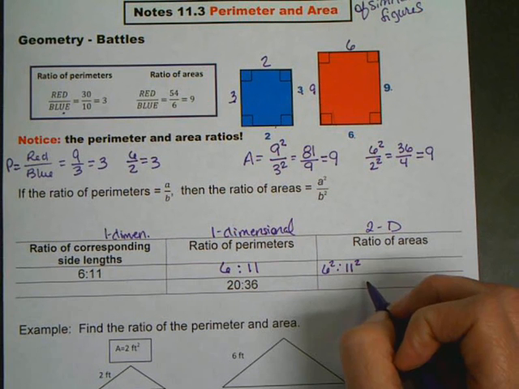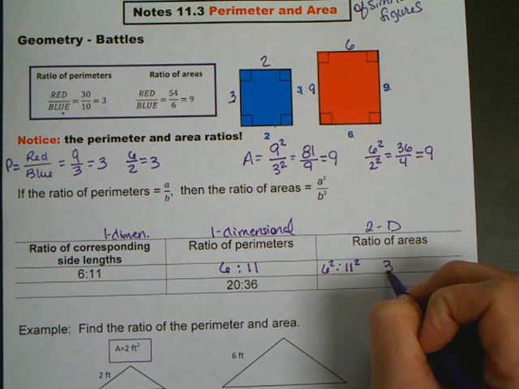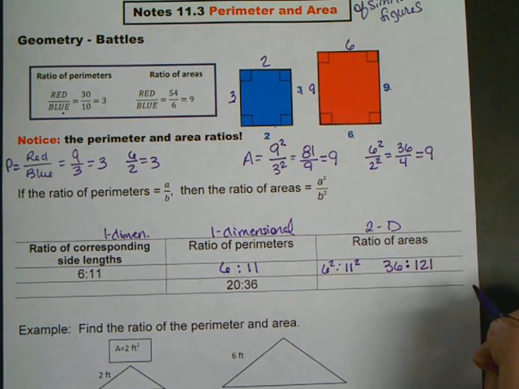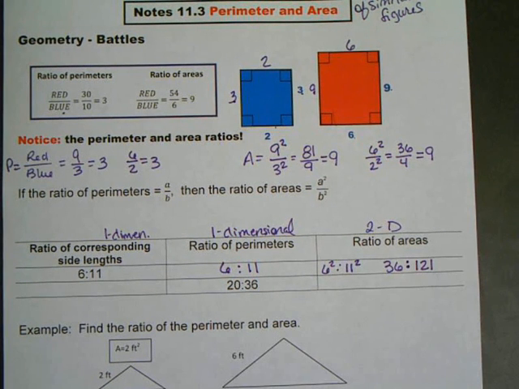All right, you always want to simplify. You always put them in simplest form. This does not reduce down. It stays 36 to 121 because we already had it reduced. 6 and 11 can't reduce any further, so when we square it, it won't be able to reduce either.